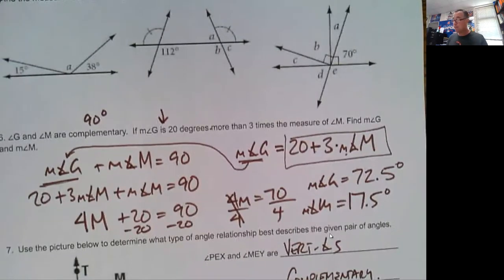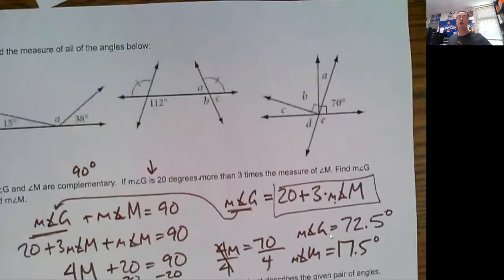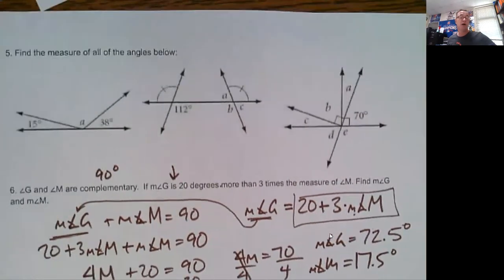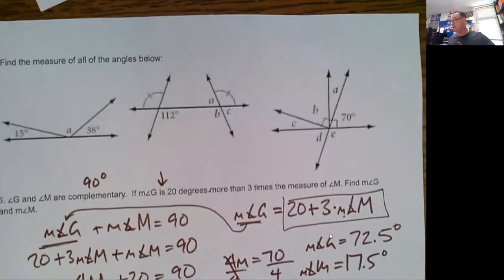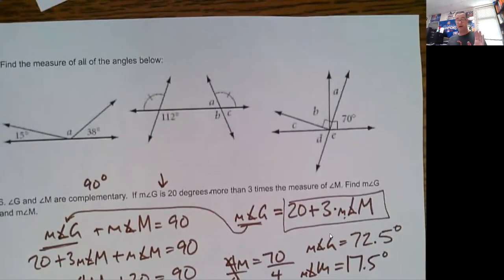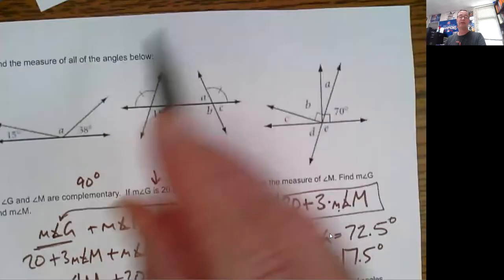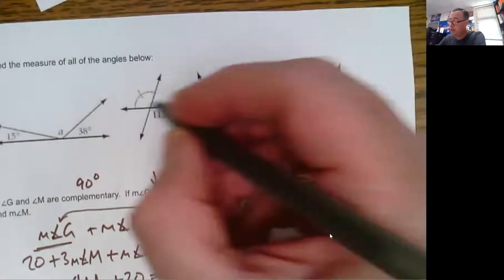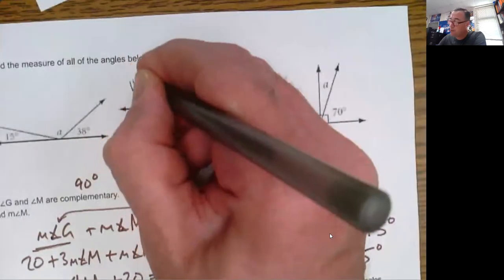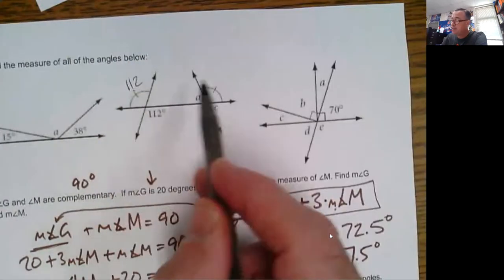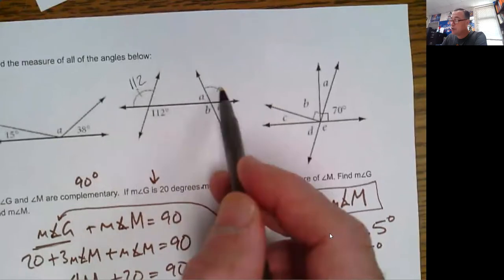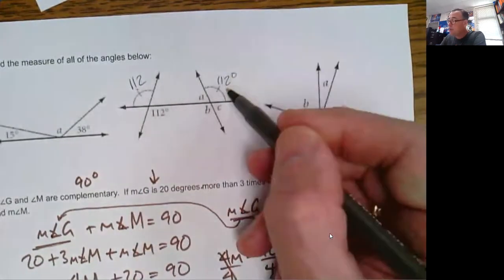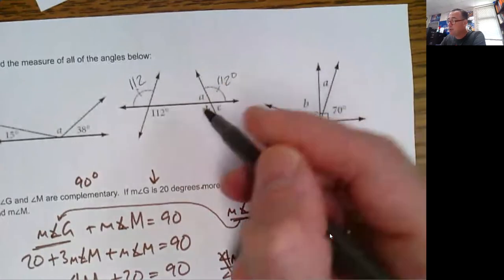And then for the last one, we're finding the measure of all the angles below. What you're looking for are right angles, and you're also looking for linear pairs. Here's what I'm going to do. I'll start with this one in the middle because it's nice. Vertical angles across from each other are congruent. Okay, so this is 112, then this is 112. Now that says that and that are congruent to each other. So that's 112. This one also has to be 112, which means across from that would also be 112.